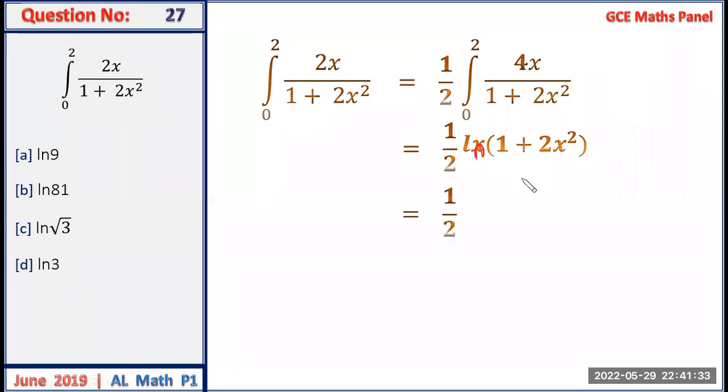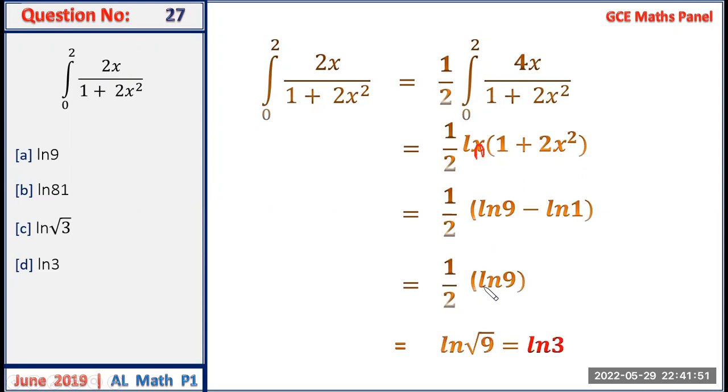All right, so this will now give us a half ln when x is equal to 2. 2 times 2 times 2, that's 8 plus 1, 9. So you have ln 9 minus ln 1, but ln 1 is 0. So this gives us a half ln 9, which is the same as ln of 9 to the power a half. If you bring this power back in front, we're going to have ln 9 to the power a half, which is the same as the square root of 9. That gives us ln 3. This one is okay, right? Yes, sir. Okay.